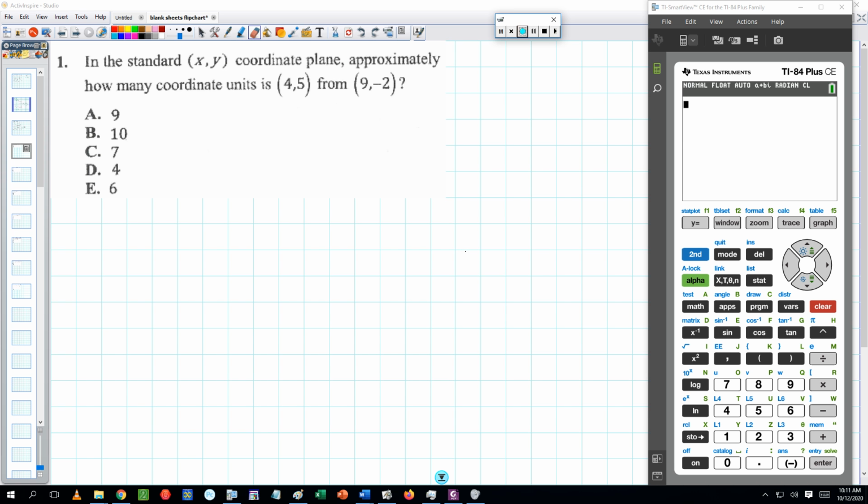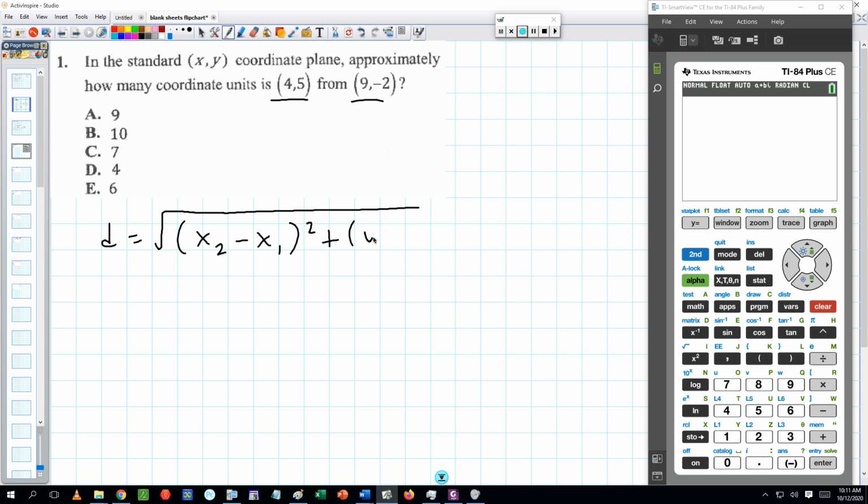Let me show you how to use your distance formula to answer a few questions that you may see on your ACT. We want to find the distance between 2 points on a graph, and those points are (4, 5) and (9, -2). You will use this long distance formula, the square root. You'll subtract your 2 x's, squared, and you'll do the same thing with your 2 y's, squared. So we have (4, 5) and (9, -2), so we'll subtract the 2 x's, and we'll subtract the 2 y's.